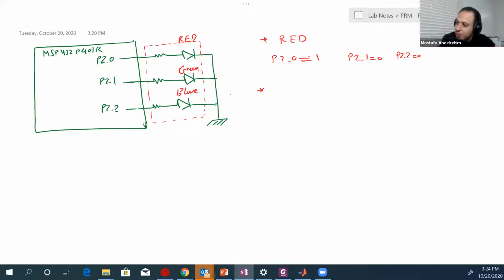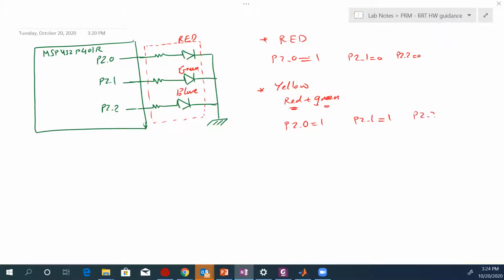If you want, for example, yellow, yellow is a mix between red and green. Since these are in the same package, when you light 2 of them at the same time, you will see the mixed color. So here we want yellow, so you turn on the red and the green at the same time. We send B2.0 equal to 1, B2.1 equal to 1, and B2.2 equal to 0, and so on for the other ones.